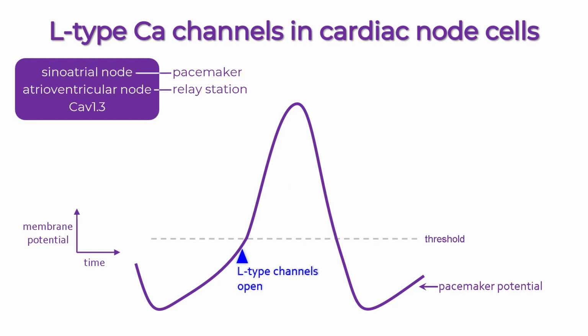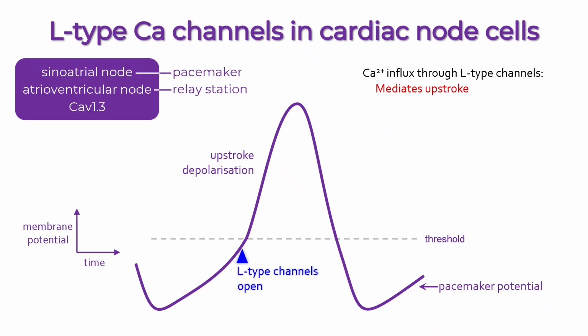Nodal cells lack fast sodium channels, so the threshold for firing is set by the voltage at which L-type channels open. Calcium entry through these channels mediates the upstroke of the action potential, and the rate of rise of this upstroke determines the speed of conduction between nodal cells. The membrane repolarizes when potassium efflux exceeds calcium influx.